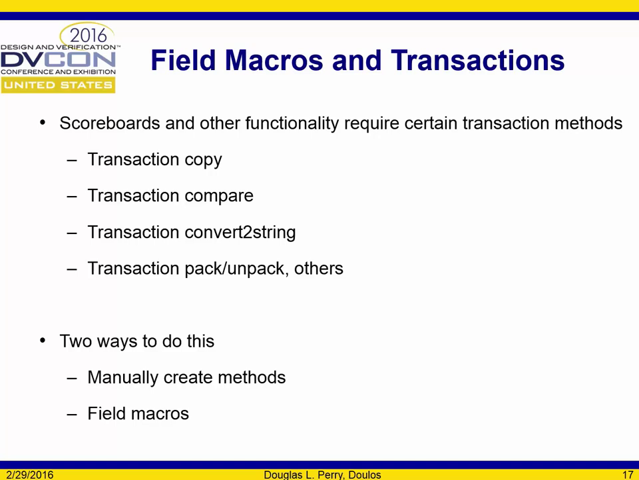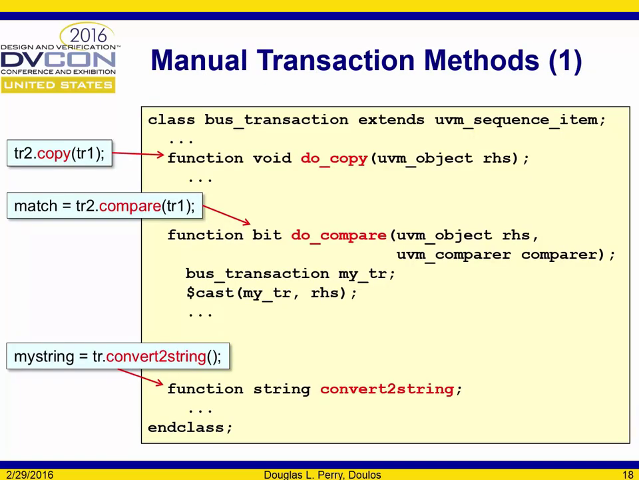So there's two ways to do this, right? One is that you manually create copy, compare, convert to string, all that stuff yourself in your transaction classes. The other way to do it is using field macros. How you do it, I think, depends on how sophisticated a user you are and whether or not you actually understand field macros. Now, the thing about the way that these manual ones work is that you'll say something like transaction2.copy(transaction1) in your code. And so now it should copy all of the data from transaction 1 into transaction 2. And now you can use transaction 2 wherever you want, and you're not going to muck with transaction 1.